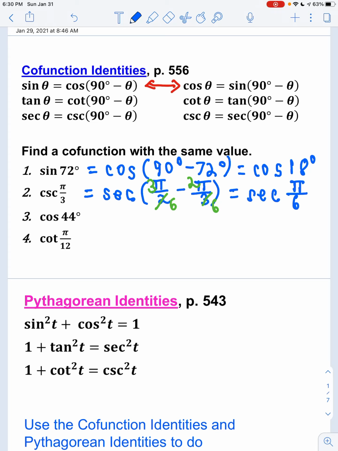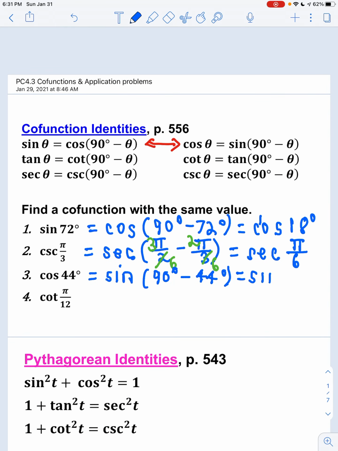Number 3, the cosine of 44 degrees. Since cosine is a cofunction with sine, we're going to say the cosine of 44 degrees would be equal to the sine of 90 degrees minus 44 degrees, and 90 minus 44 would be 46.